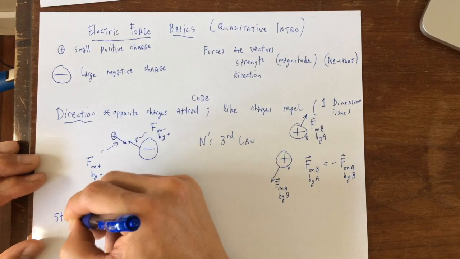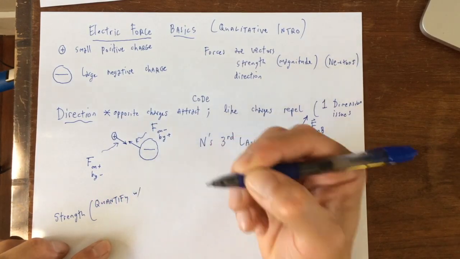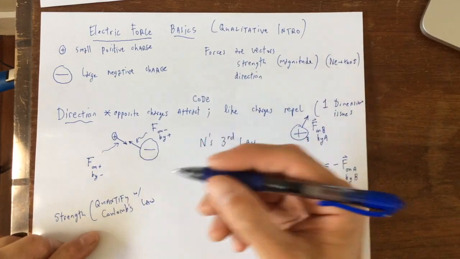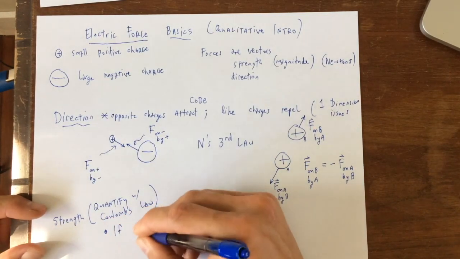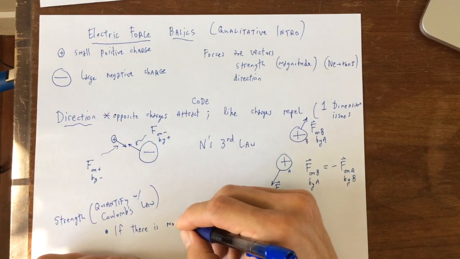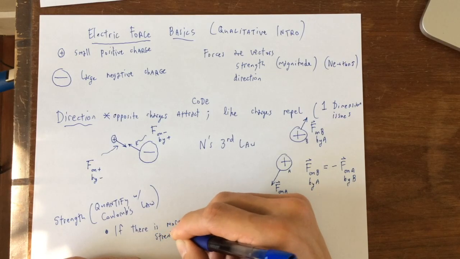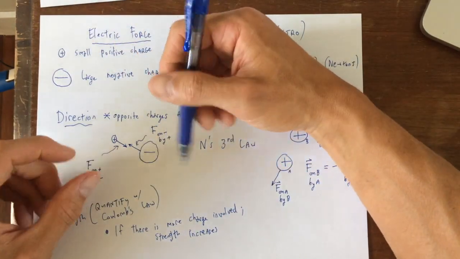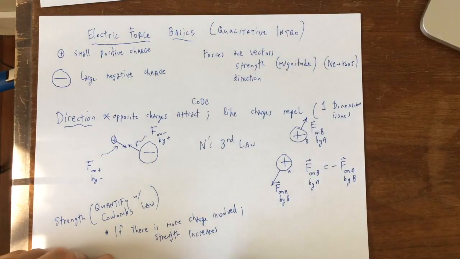For strength, we can calculate, that is quantify, with what's called Coulomb's law. And this will come later. I'll describe Coulomb's quantification or formula or equation later. But the strength is simple. If there is more charge involved, the strength increases. That is, if I use large amounts of charge, then all the force arrows will be bigger, they're just stronger. And if I use small amounts of charge instead, then the force arrows will all be smaller.